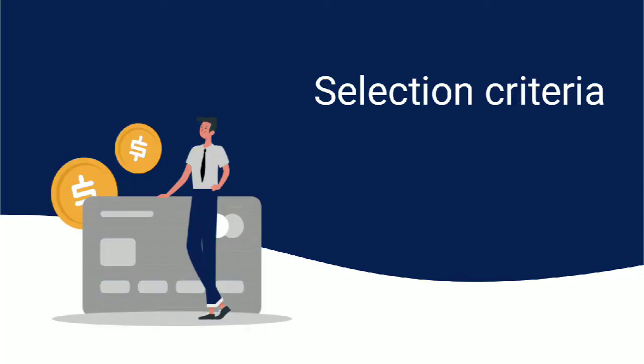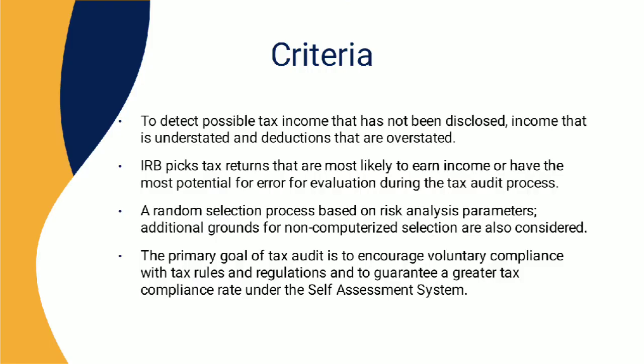The selection criteria in tax audits. Tax audits are designed to detect possible taxable income that has not been disclosed. This often takes two forms, which are income that is understated and deductions that are overstated. With limited resources, it is not possible for the IRB to audit all taxpayers.